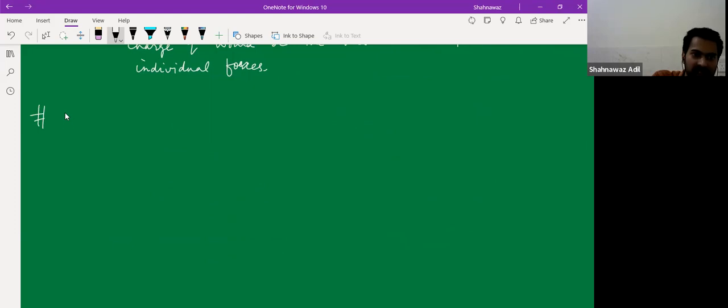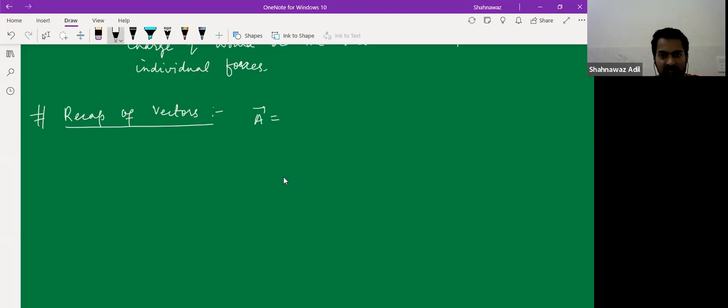So now the important quantity is vectors, right? So let us recap vectors. You know that any vector can be represented by two quantities, right? What are those? Scalar and vector product. Yes, scalar and vector product.